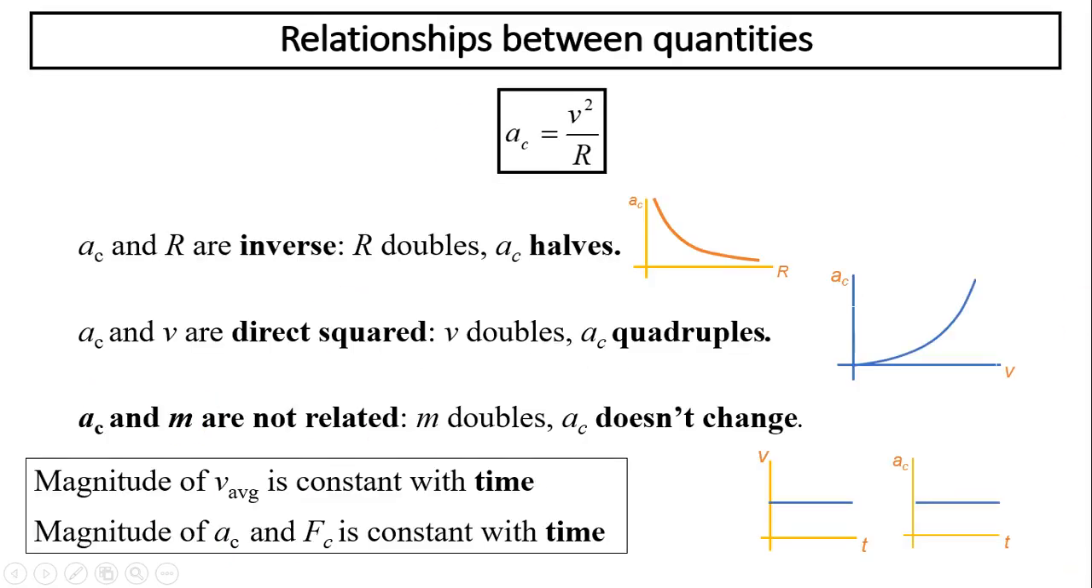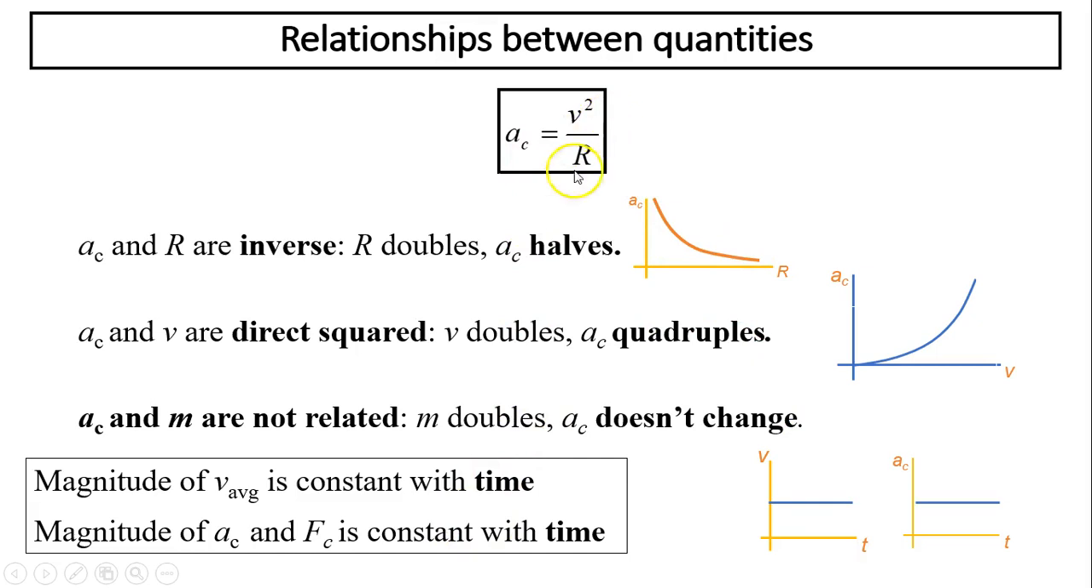Let's take a look at relationships between quantities. a_c equals v squared over r. According to this equation, a and r are inversely related. That means when r doubles, a halves. Here is a graph of an inverse relationship. It's a curve going down.